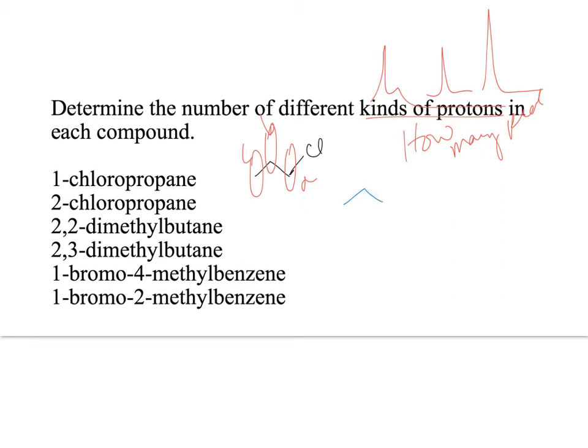Okay, for 2-chloropropane, because these are symmetrical, you're going to have A, and then this is going to be B. So you're only going to have 2 peaks. You're just going to have 2 in this structure. Like I said, you'd have 3 in the first one.